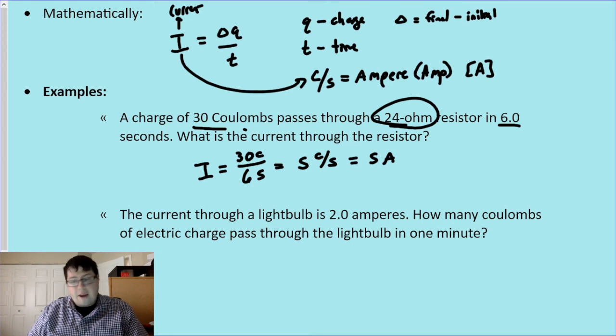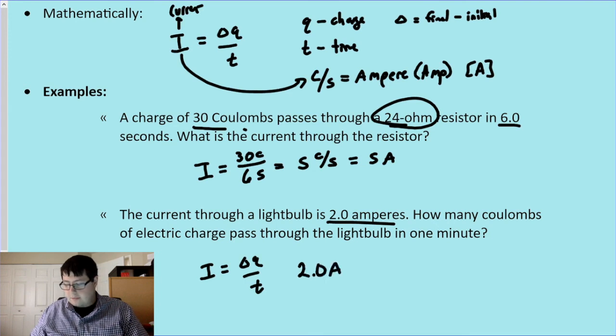One final example, we have a light bulb. This light bulb draws a current of 2 amps. We want to know how many coulombs of electric charge pass through this light bulb in 1 minute. Well, I know that my current is equal to delta Q divided by T. I know my I is 2.0 amps. Delta Q is what we're looking for, and for my time, remember that amps is per second, so I should turn this time, 1 minute, into seconds. So I'm going to turn that into 60 seconds. Multiplying those out, the amount of coulombs that will pass there is 60 times 2, or 120 coulombs.